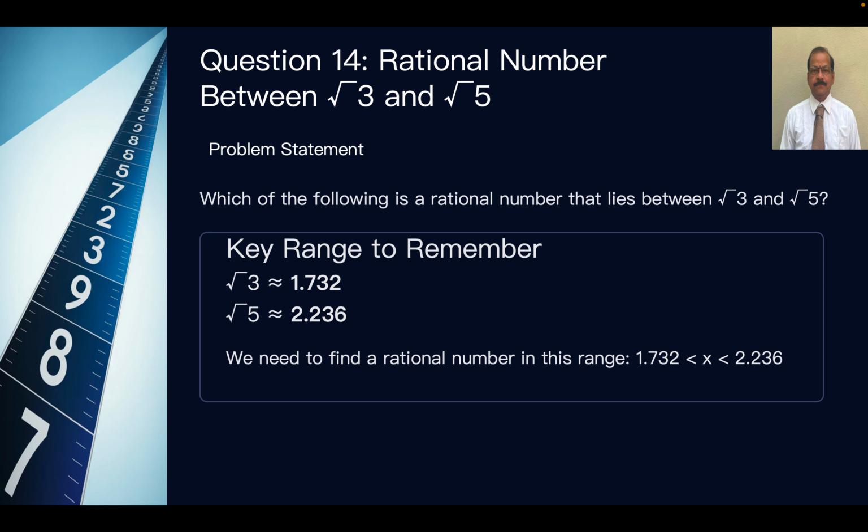Now we have root 3 and root 5 values provided here. Root 3 is 1.732 and root 5 is 2.236. Now we need to find a rational number, either B or D, which lies between these two. Let us see that.